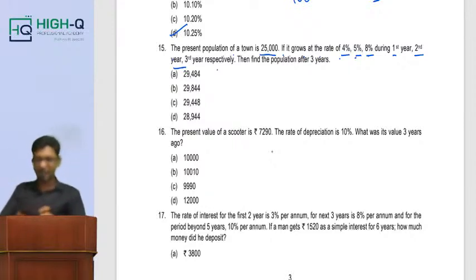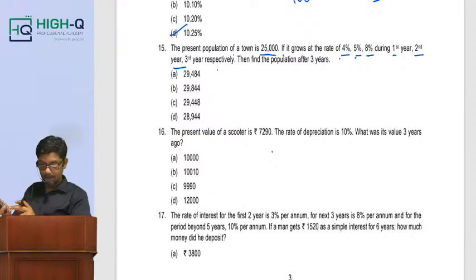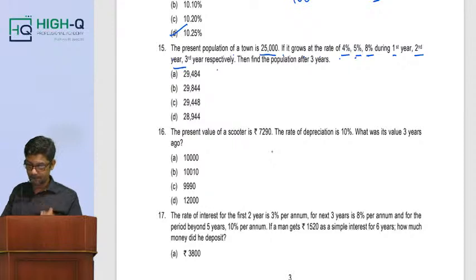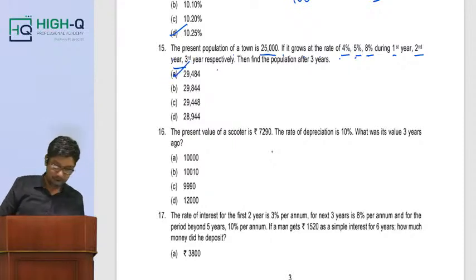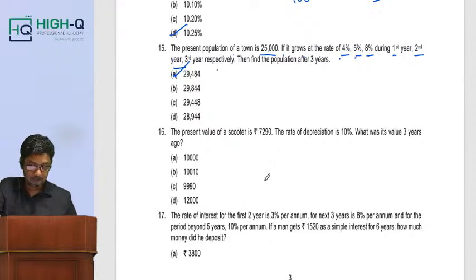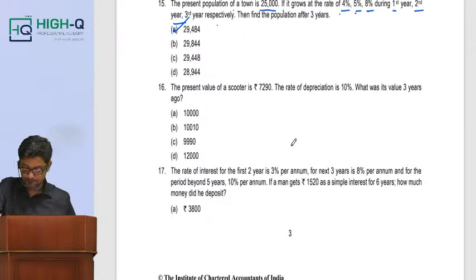Yes, simply I'll take the calculator, sir. 25,000 plus 4% plus 5% plus 8%. That's it, my dear. 29,484 is our answer. Is it clear, all of you? Yes, very good. Correct. Yes, Balachandar.